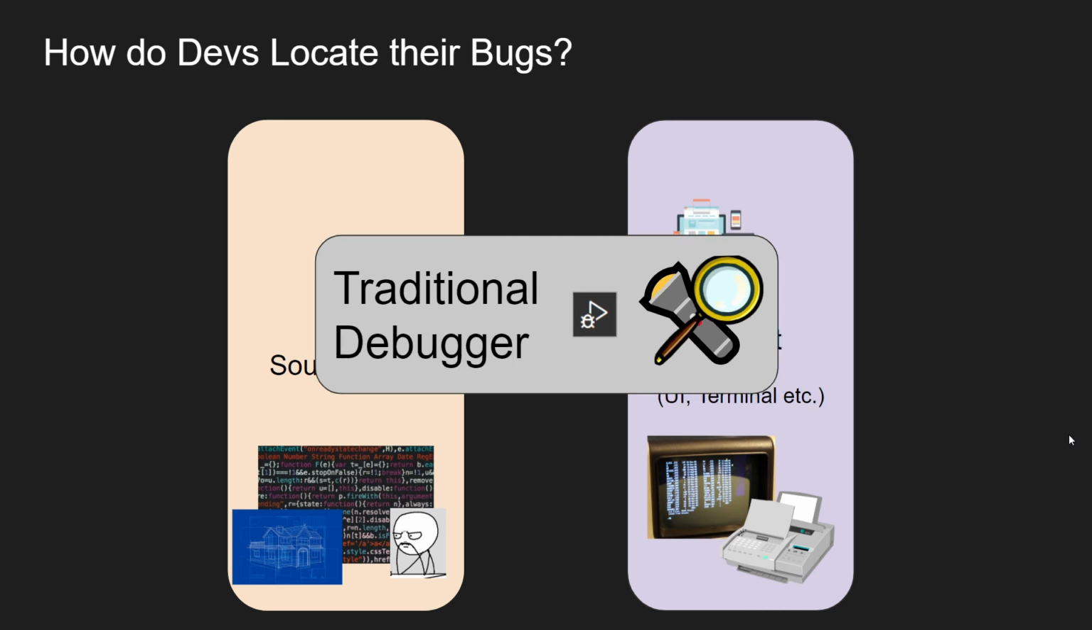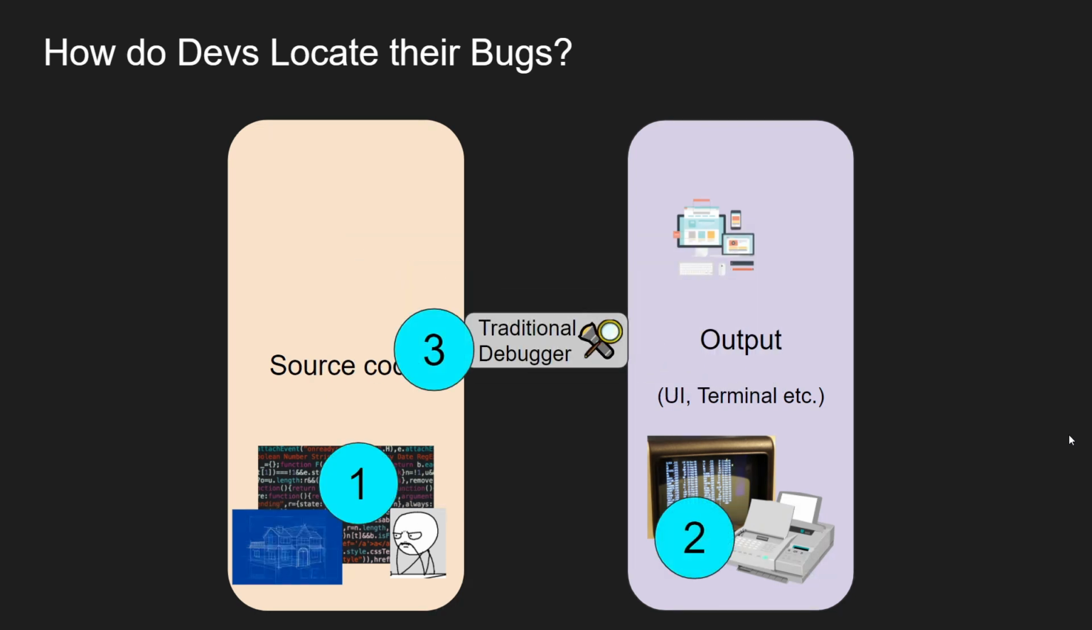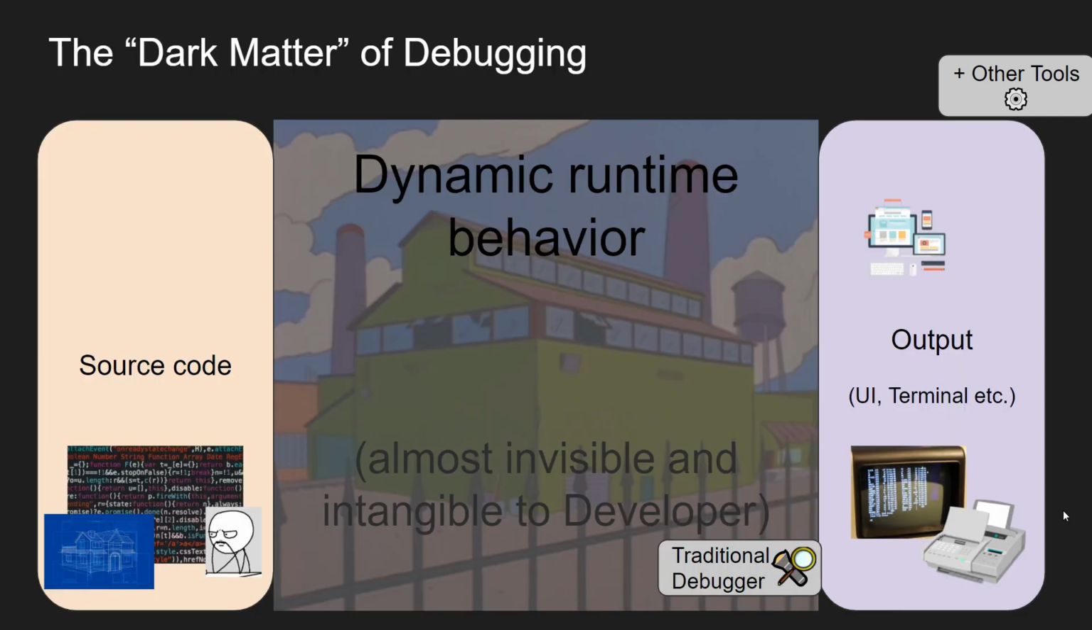Despite all their shortcomings, these are the 3 most commonly used tools for debugging. Of course, there are more tools, such as the browser development tools, but they are more domain-specific, not general purpose. So what is that metaphorical factory that we are trying so desperately to understand? It is the dynamic runtime behavior of our applications.